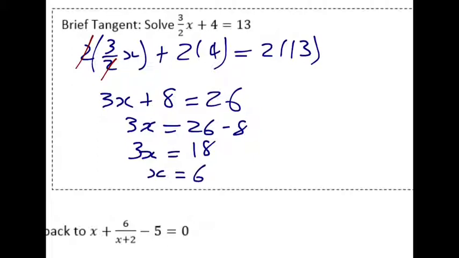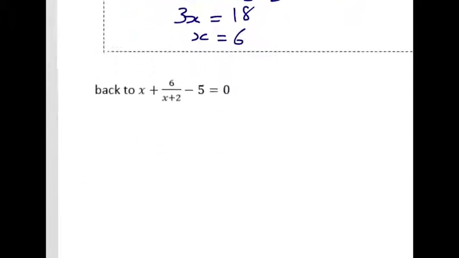Okay. So it can be useful sometimes to eliminate denominators by multiplying the entire equation by the denominator you want to get rid of. That's the technique I wanted to highlight because we're going to use it in this rational equation. So turn the page in your notes and let's solve this beast.